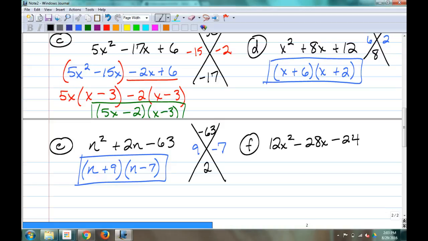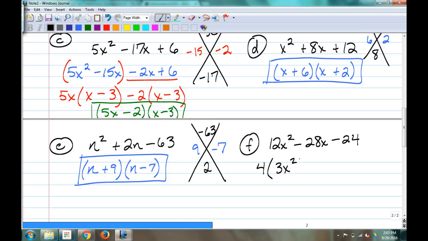Okay? 4 goes into everything, it's the biggest one. But I thought you had to have an X on everything for the greatest common factor. No, it doesn't have to. When you look at 12, 28, and 24, 4 goes into all of them. That's a common factor. It doesn't necessarily have to have an X to be a common factor. But 4 does go into all of them. So I'm going to factor out a 4.